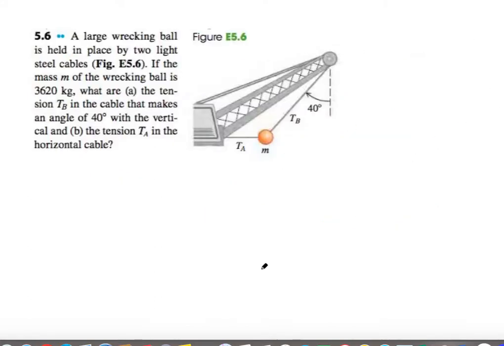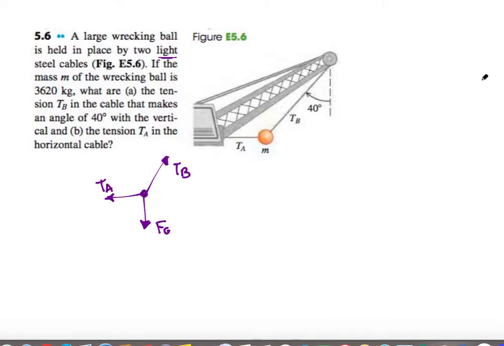Question 5.6 involves a wrecking ball that is held in place by two light cables. That means that there is no mass to these cables. The mass of the wrecking ball, M, is 3620, and we want to find the tension B that the cable makes and tension A in the horizontal cable. So we'll start by sketching a free body diagram for this. So I have three forces. I have acting downward, a force of gravity, acting up and to the right, tension B, and then straight left, tension A.